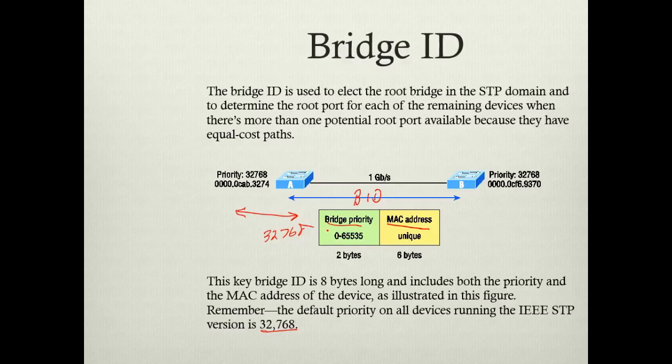We can change the bridge priority. If we lower it at all, since it's out here at the front end, it's the biggest part of the number. That bridge will then become the root bridge.